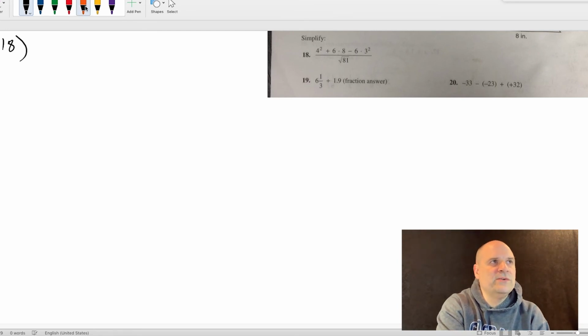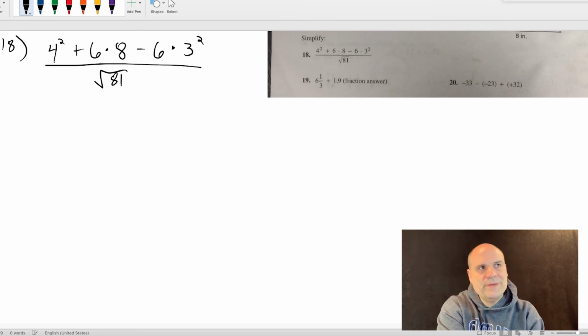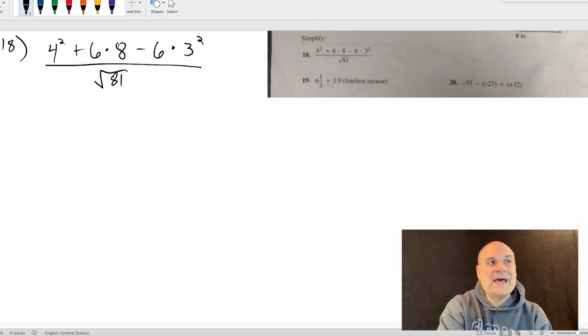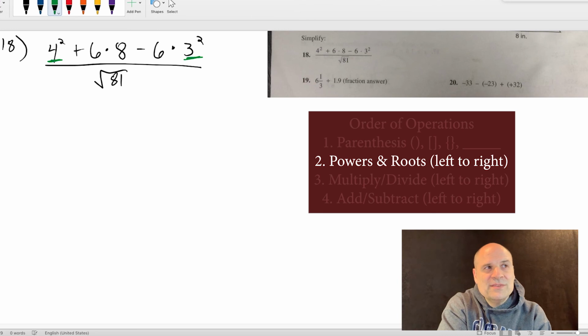All right, number 18, we're going to simplify this. So what do we do first? Let's just rewrite it here. This big line, this division bar, is just one big parenthesis. So we're going to simplify the top, simplify the bottom, and then the last thing we do is divide. What do we do on the top first? Exponents come first, because those are all exponents or roots.